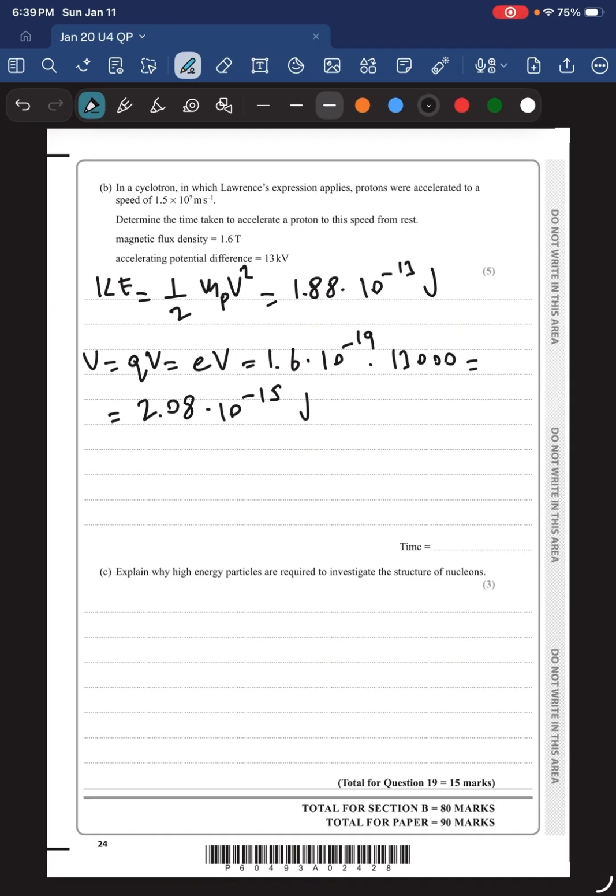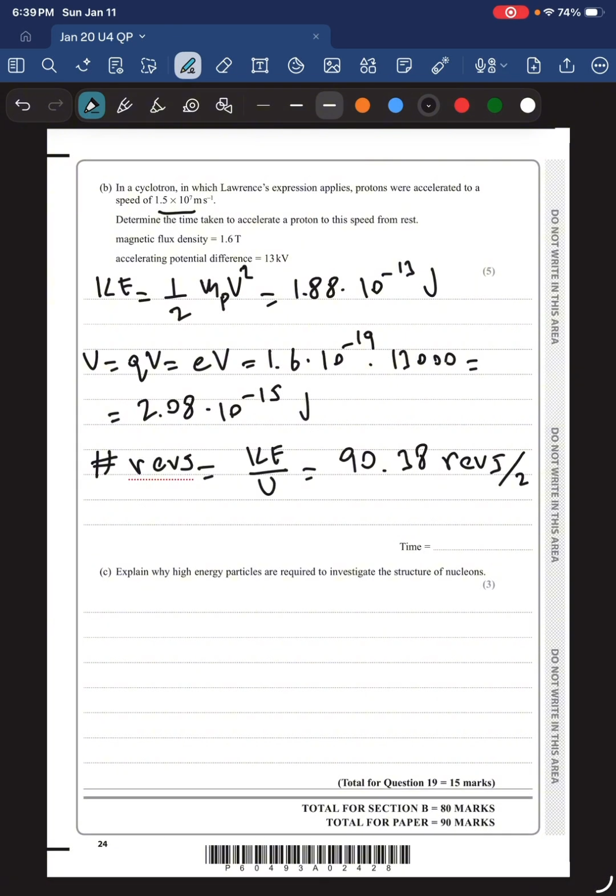Okay, so the number of revolutions can be found. I mean, how many revolutions did it take for the proton to go around until it acquired this speed? The number of revolutions can be calculated by dividing the kinetic energy it acquires by the constant energy gained in each revolution from the voltage. If you divide these numbers, you will find 90.38 revs. But remember that we have to divide this by 2.